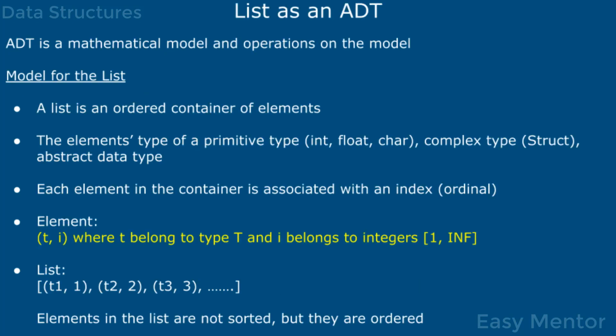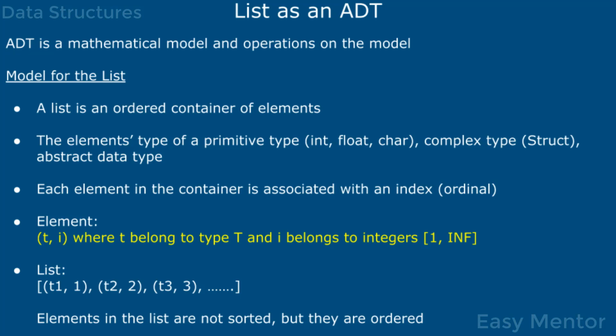Now, as we learned in our previous lecture, an abstract data type is nothing but a mathematical model and some of the operations defined on the mathematical model. Mathematical model is nothing but the data that the abstract data type represents. So let's try to define the list as an abstract data type.